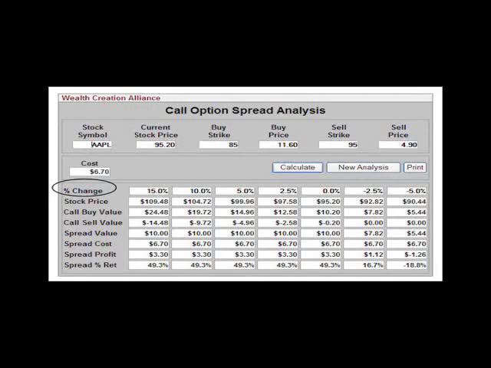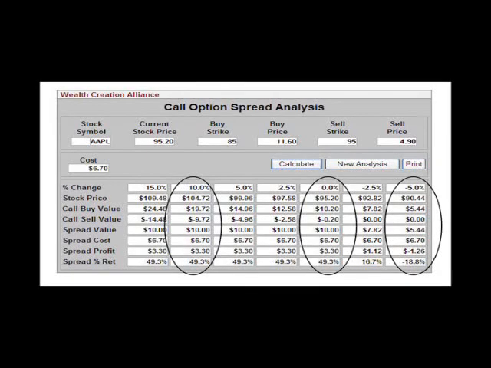The maximum risk for this trade is $670, which is the cost of the spread. The spread profit row displays the point profit or loss of the spread and is calculated by subtracting the spread cost from the spread value. The spread percentage return displays the percentage profit or loss for the spread and is calculated by dividing the spread profit by the spread cost.